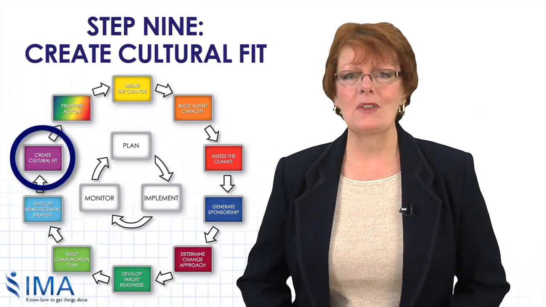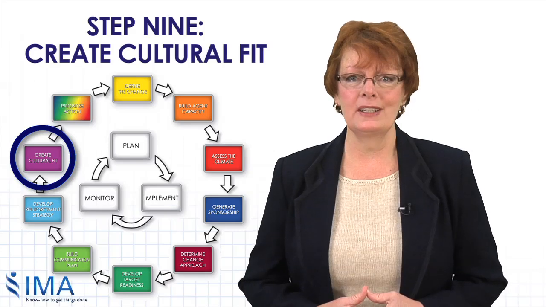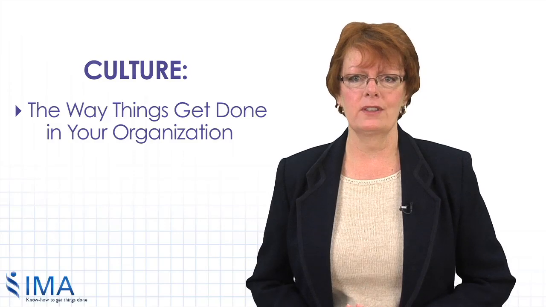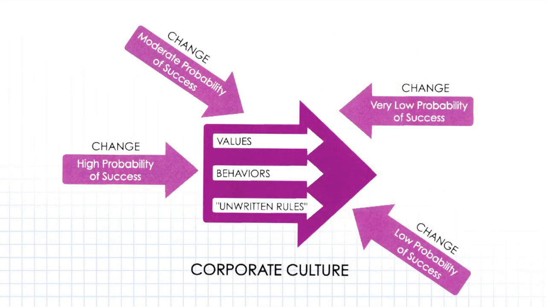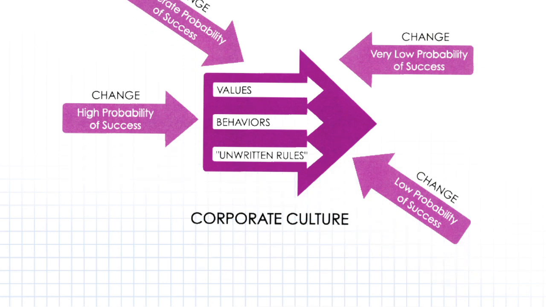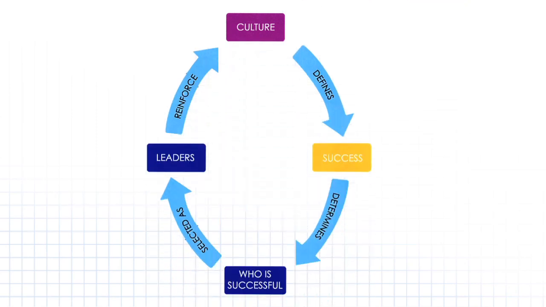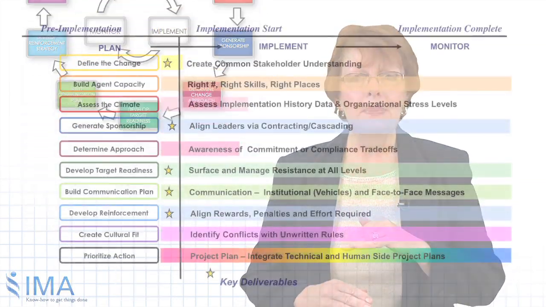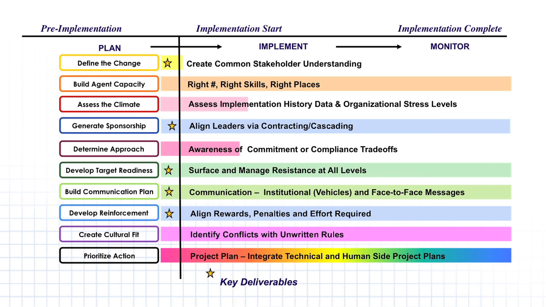The next major step of the methodology addresses the cultural component of the change. Culture, the way things get done in your organization, is a powerful force. What we need to determine is whether your changes are consistent with the culture or not. You can either change the change or change the culture. AIM is not about theory. AIM gives you practical business methods, tactics, and strategies for driving the culture change into the real work of the organization. The last step, prioritize action, is about blending the implementation plan with the project plan.